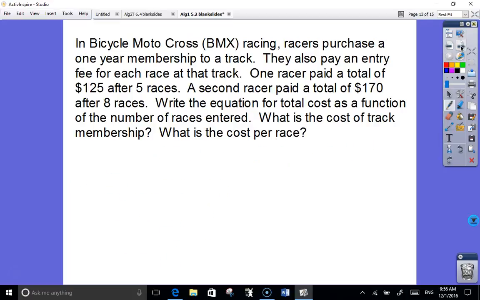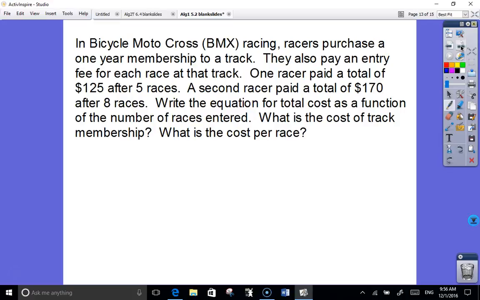Okay, in bicycle motocross, BMX, racers purchase a 1-year membership to a track. They also pay an entry fee at each race at the track. One racer paid a total of $125 after 5 races. A second racer paid a total of $170 after 8 races. What did they just tell us there? 2 points, right? They just gave us 2 points.